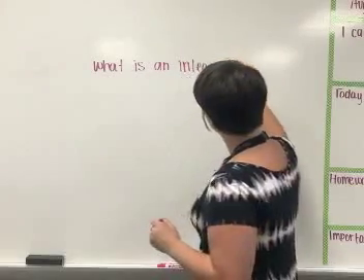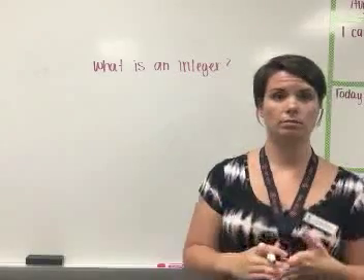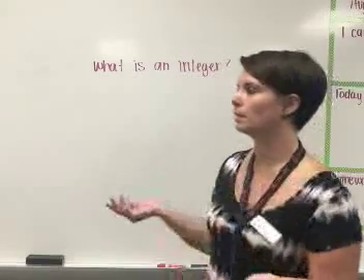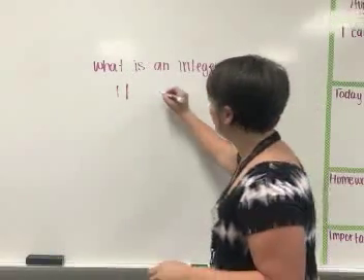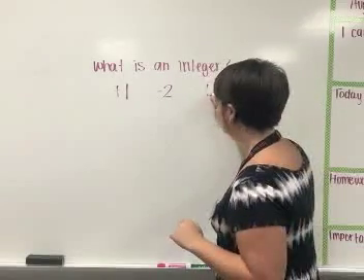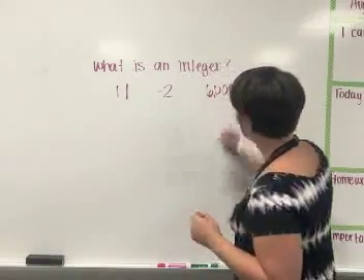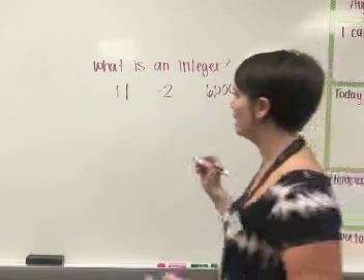Okay, well, integers are both positive and negative numbers, right? They're whole numbers. So let's think about it. Positive 1 is an integer. Negative 2 is an integer. Negative 6,000 is an integer. Okay? So integers are both positive and negative numbers.